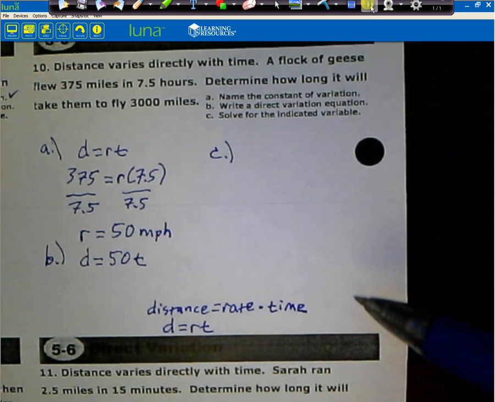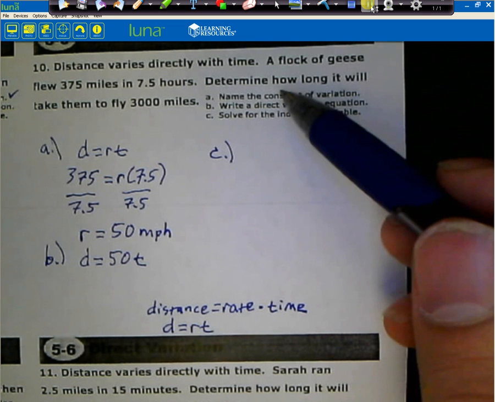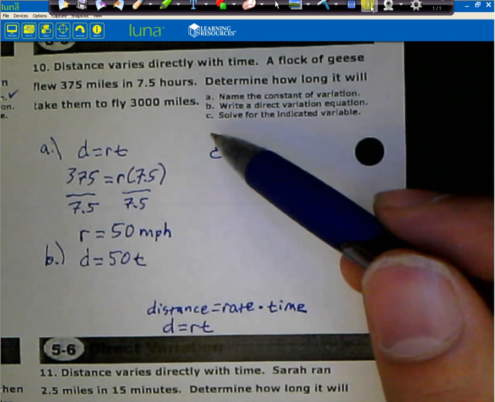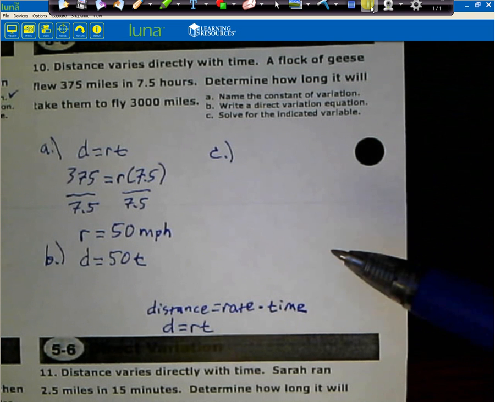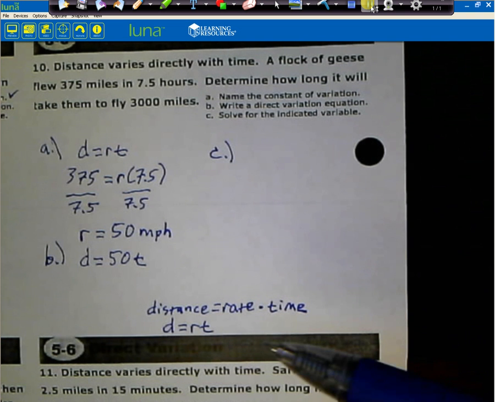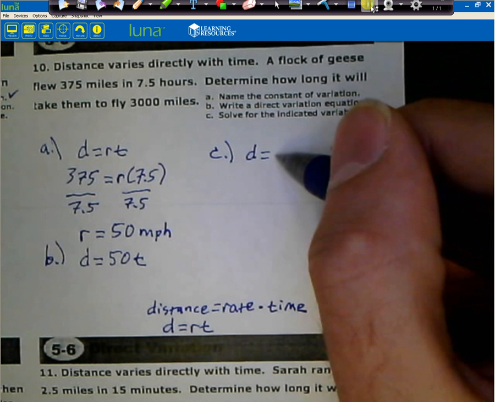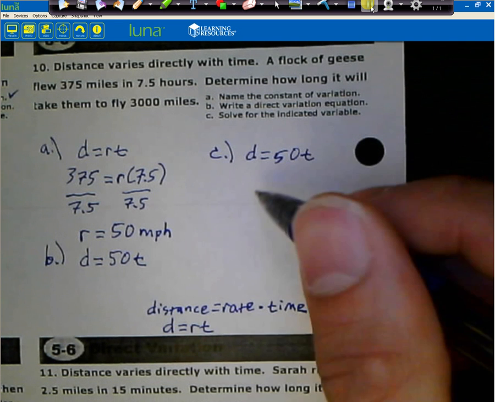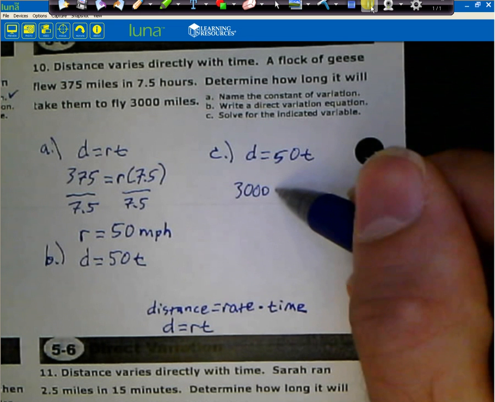And finally, in part C, we're going to be solving for the indicated variable. Now it asked me to determine how long it is going to take for these geese to fly 3,000 miles. So 3,000 miles, that is a distance, so I'm going to be plugging in 3,000 into D. So D equals 50T, that is the equation I'm starting with. And I'm plugging in 3,000 in for the distance.